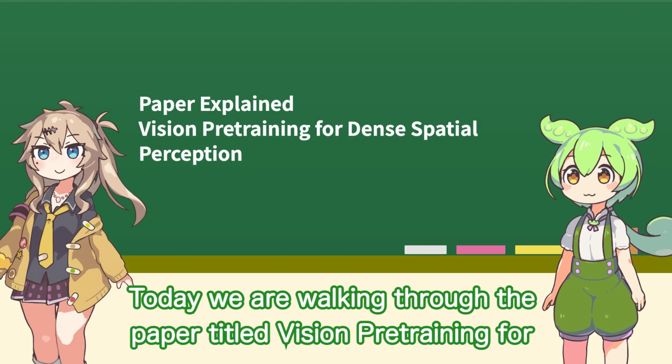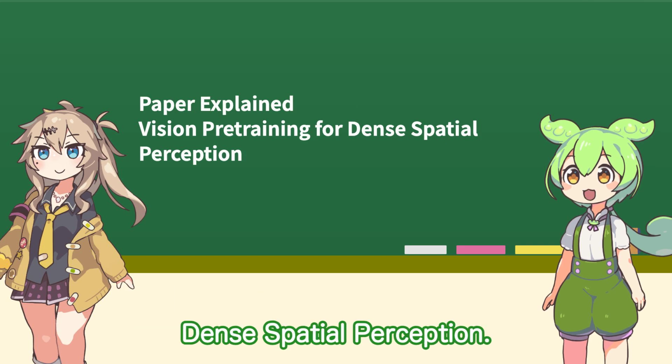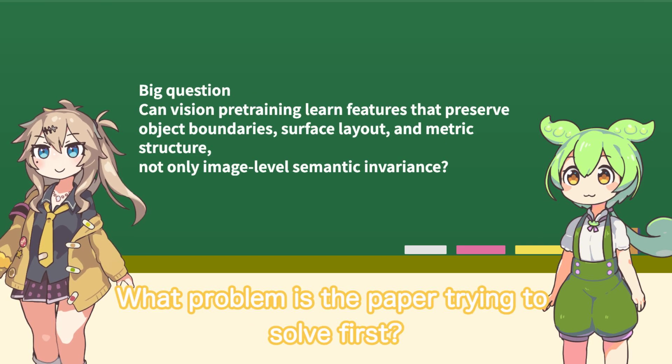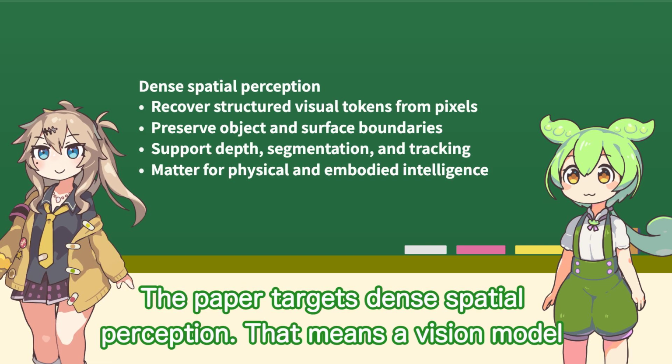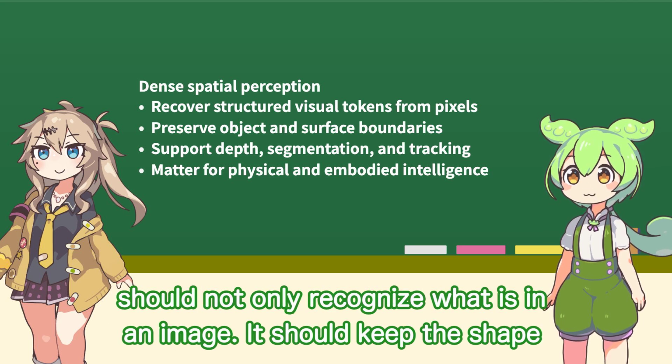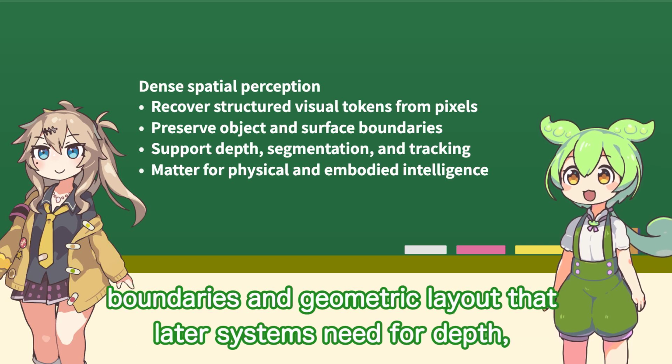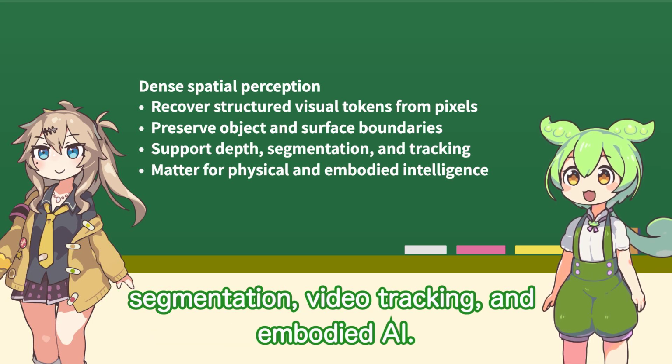Today we are walking through the paper titled Vision Pre-Training for Dense Spatial Perception. What problem is the paper trying to solve first? The paper targets dense spatial perception. That means a vision model should not only recognize what is in an image, it should keep the shape boundaries and geometric layout that later systems need for depth, segmentation, video tracking, and embodied AI.